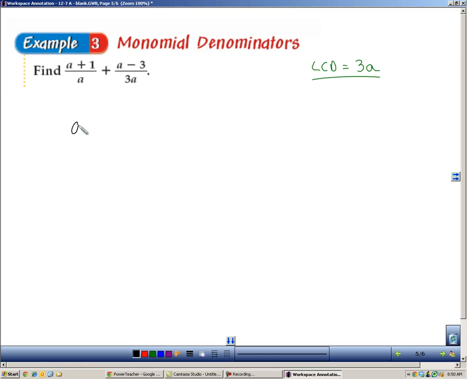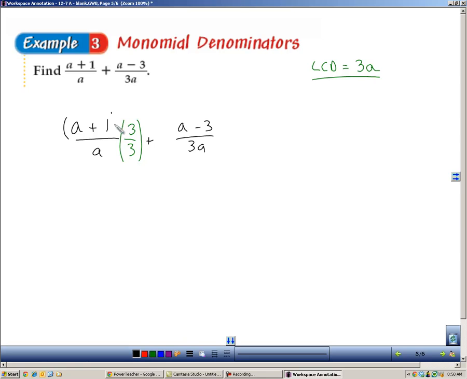Now, what does that information do for me? Well, here's what it does. I'm going to rewrite my entire problem out, and I'm going to create 3a's on the bottom. Well, this one's done. I already have a 3a. But what can I multiply this fraction by to give me the 3a that I want? The answer is 3 over 3. So I'm going to simplify now.